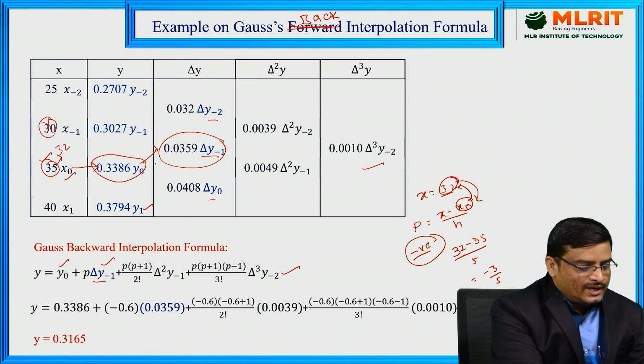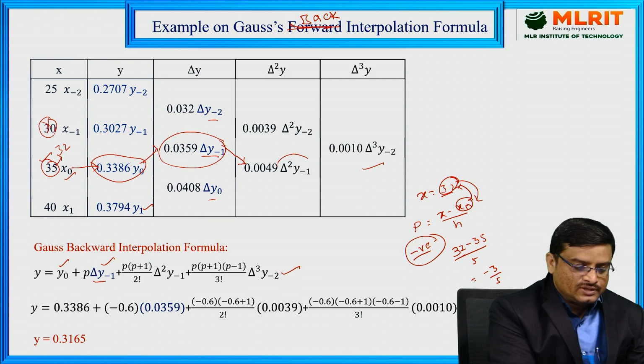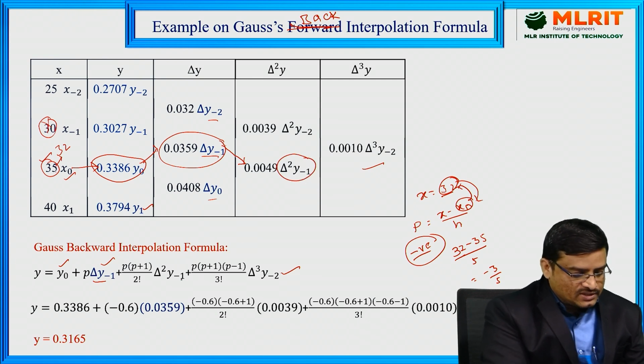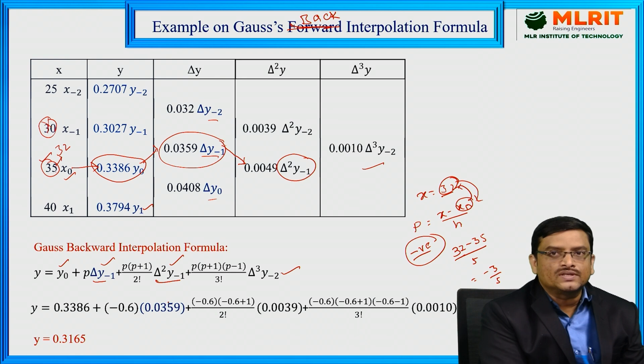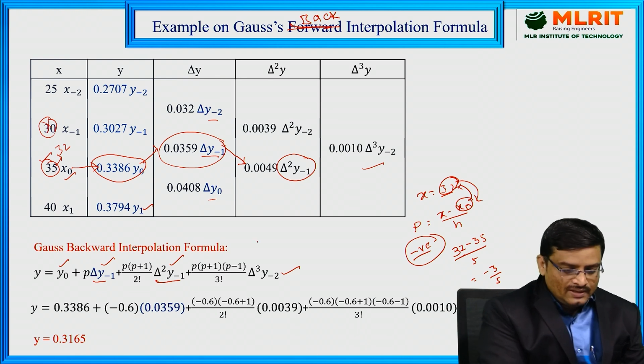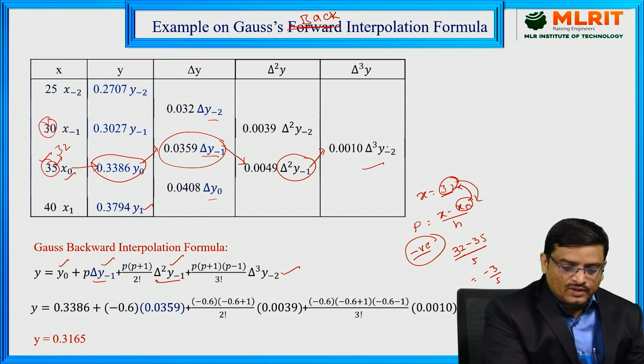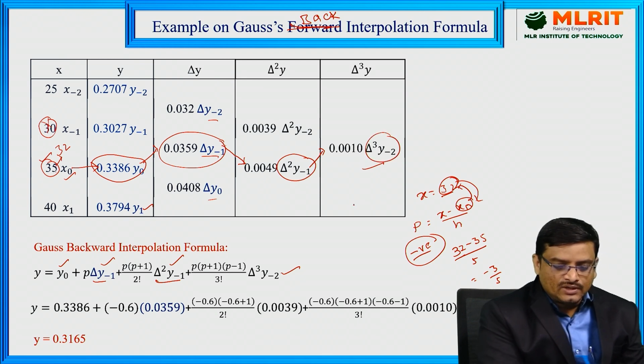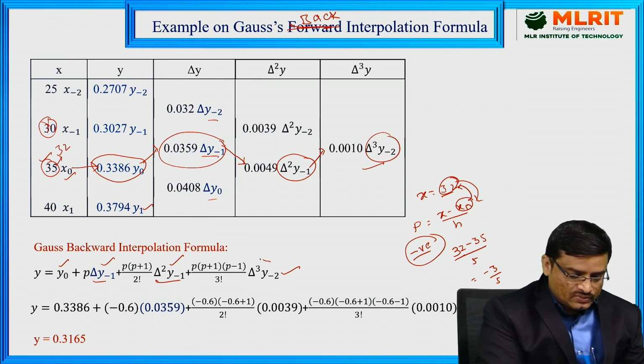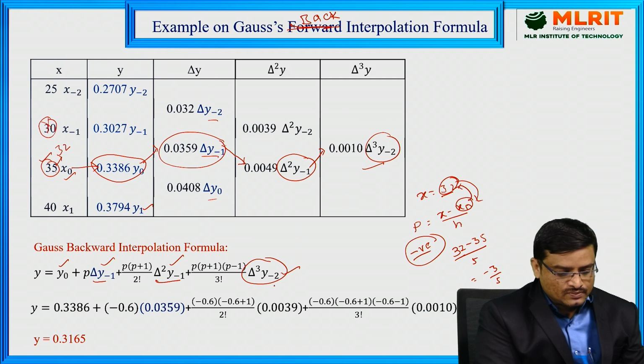Now one time we have completed the upward direction. Now from this column, move towards the downward direction. Our next term is delta square y suffix minus 1, so that's why we have taken delta square y suffix minus 1. And the next one, the downward direction is completed. Now move towards the upward direction. This is delta cube y suffix minus 2, so that's why I have taken delta cube y suffix minus 2.